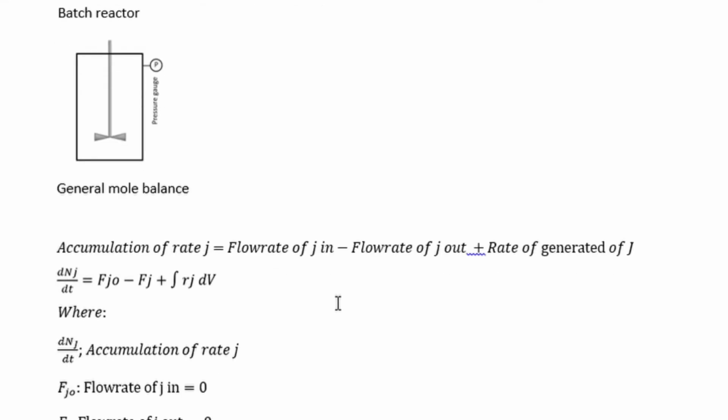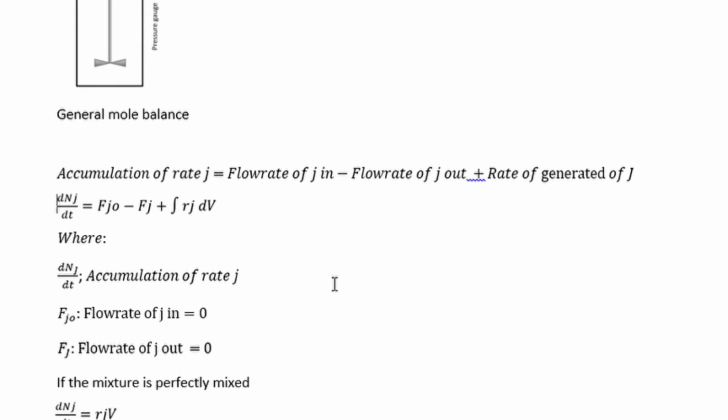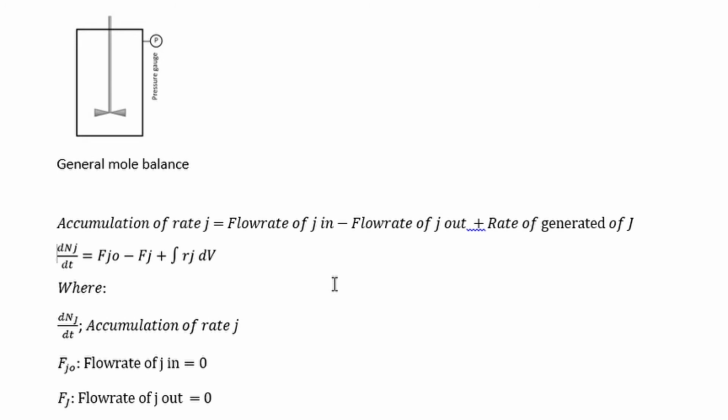Now let's look at a batch reactor. Continue with the symbols that I was using earlier on. First, let's recap what we just derived. We said our general mole balance can be presented in this format here. Now let's specifically derive for a batch reactor.